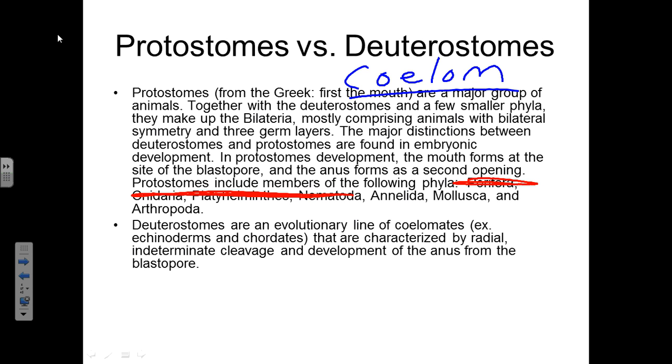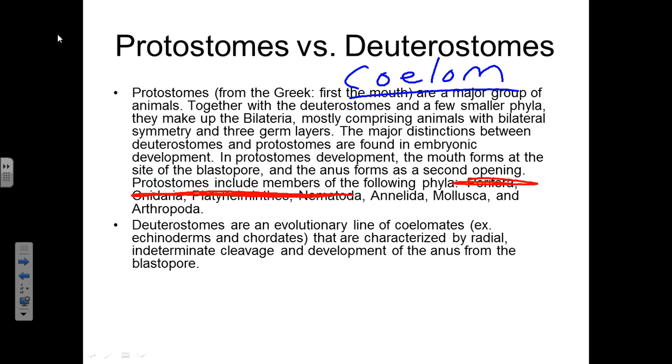There are animals that don't have body cavities, largely because they don't have what? Organs. Things like sponges, for example. Jellyfish. They don't really have organs. But we do. We're coelomates. We have body cavities, places to put our organs. The only organisms that fall into this group of deuterostomes are echinoderms and chordates.